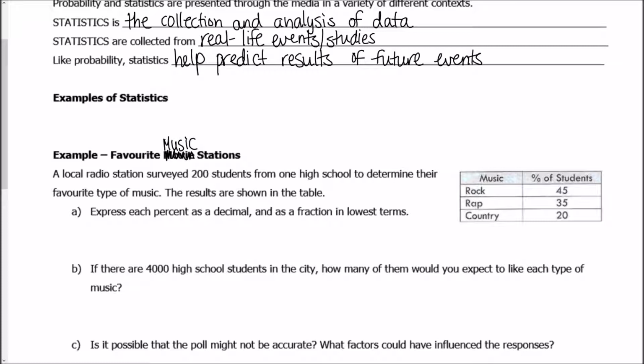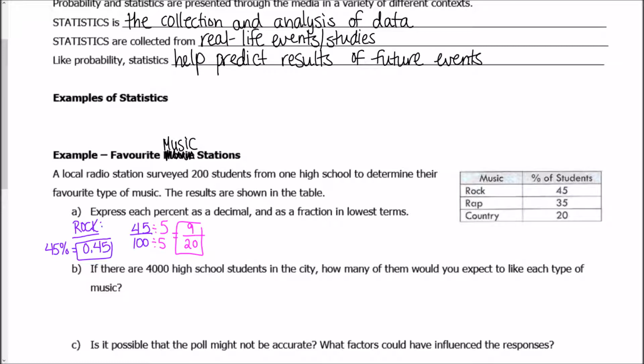So to be able to express each one of these as a decimal, for rock, for example, if it is 45%, 45% as a decimal is just 0.45. Okay, so that's our answer as a decimal. Now, as a fraction, 45% is always out of 100, so we would divide by 100, or put it as 45 over 100. Now, to simplify, I'm going to look for what number both of these numbers are divisible by. And they're both divisible by 5. So when I divide them both by 5, I get 9 over 20. So that's the fraction in lowest terms of people who like rock.